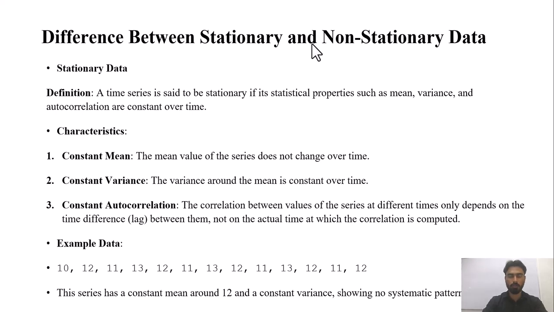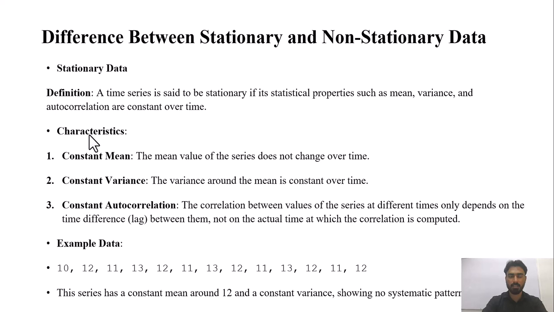Before moving on to the lecture, let's discuss what is meant by stationary data. A time series is said to be stationary if its statistical properties such as mean, variance, and autocorrelation are constant over time. So basically, data is said to be stationary if its mean, variance, and autocorrelation are constant. Then this particular data set is said to be stationary. Otherwise, this data will fall in the category of non-stationary.